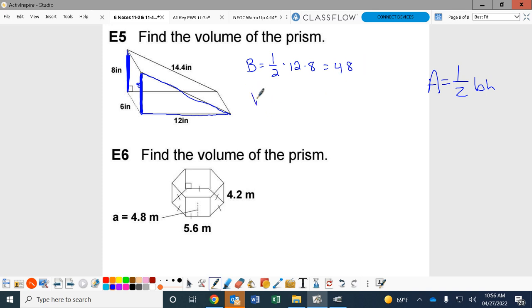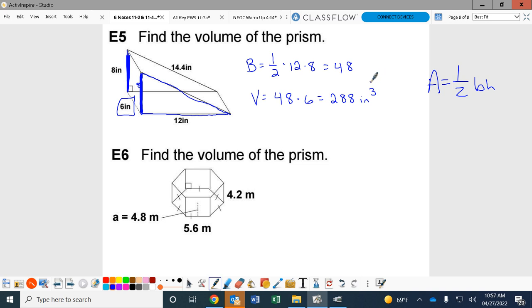So then the volume is going to be equal to 48 times what is the height of the prism? So what's 48 times 6.4? 288. Y'all agree? Okay, and that'd be inches cubed.